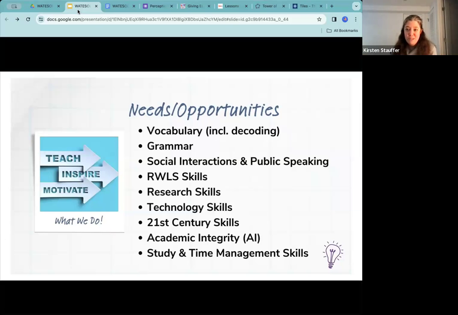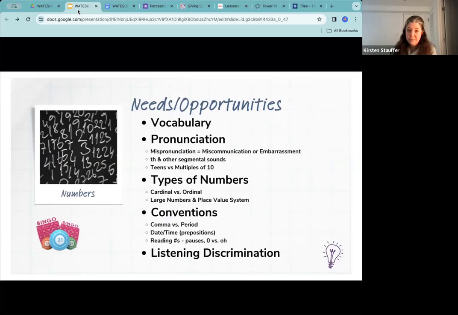Again, thinking about those 21st century skills, moving into academic integrity, and especially with the use of all of the generative AI that's available now, thinking about that, but also helping them understand what are appropriate uses of it. And that if they just rely on it and they have to talk spontaneously in class, they may not be able to produce, and that could be a huge part of their grade. But also thinking about study and time management skills too, and helping some of those students who may not have those skills, but really need those to be able to move forward.